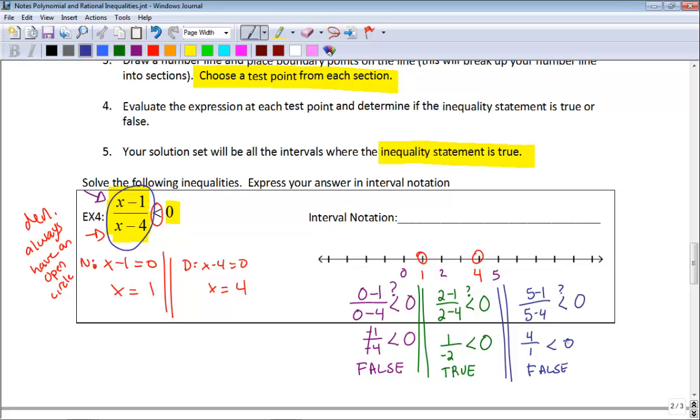The last step says that our solution set is going to be all the intervals where it's true. Well, where was the only interval that I had a true statement? Here at 2, so that means that only the numbers between 1 and 4 are solutions for this inequality. So I need to put the interval notation of this. Since it's open circles, it's parentheses, 1, comma, all the way to 4 with a parentheses.